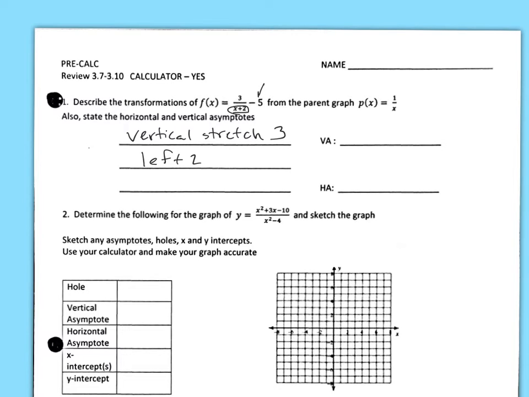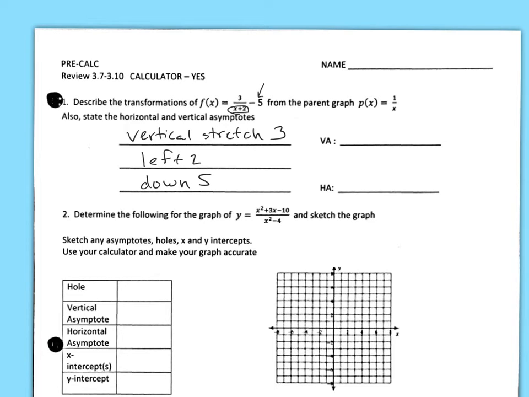And the little stick out number right here is always up or down. That's a minus, so it's down 5. If that was not something you can do, put it in the calculator. Look at the picture. You will see that it moves left 2 and down 5. The vertical stretch is a little bit harder to see, but you'll definitely do the left 2 down 5.